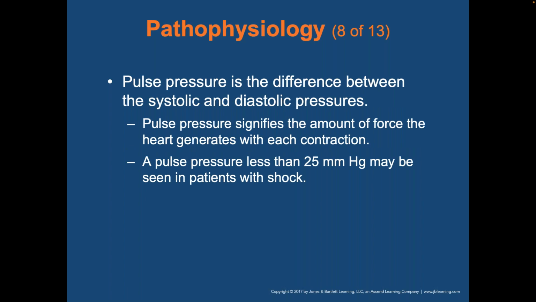So pulse pressure is the difference between a systolic and diastolic pressure. So systolic, diastolic is your pulse pressure. It signifies the amount of force the heart generates with each contraction. A pulse pressure less than 25 may be seen in patients with shock.